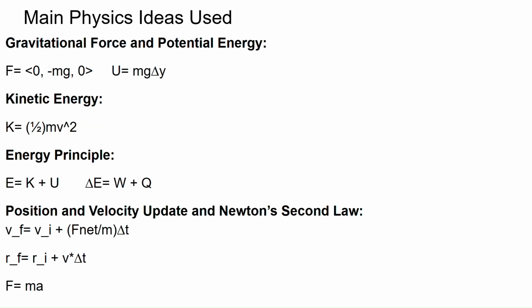Main physics ideas used. The main physics ideas used were the force of gravity and potential energy, kinetic energy, the energy principle, and the position and velocity update formula along with Newton's second law. How all these were used and why they were used will be discussed as we discuss the coding and in the discussion.